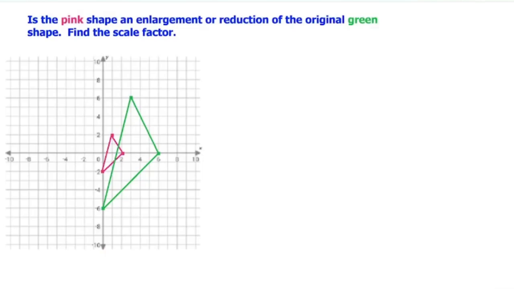This is a quick video on dilations, and in particular we're going to look at enlargements and reductions. So if we have a problem like this one that says, is the pink shape an enlargement or reduction of the original green shape? And then find the scale factor.